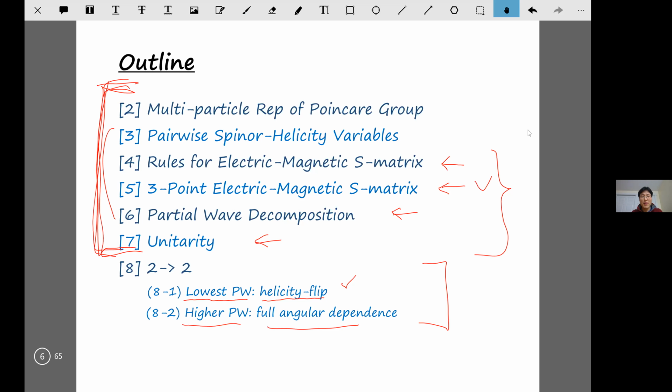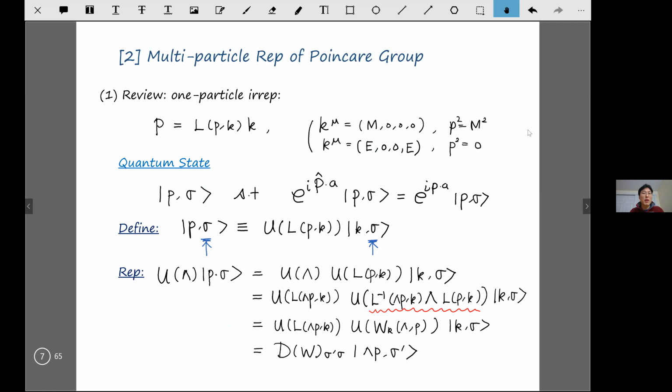This part will include some amount of review, and you should feel free to interrupt me and ask questions whenever you get confused. Any questions before I move on? Okay, if I don't hear anything in 3 seconds, I will just accept that as a no. But again, you should feel free to interrupt and ask me questions. All right, so let's talk a little bit about the multi-particle representation of the Poincare group.